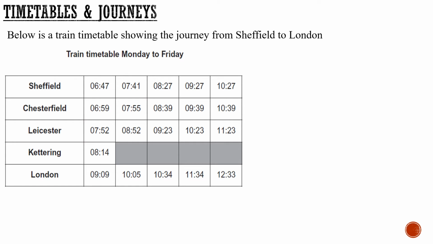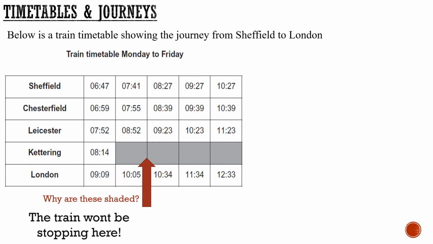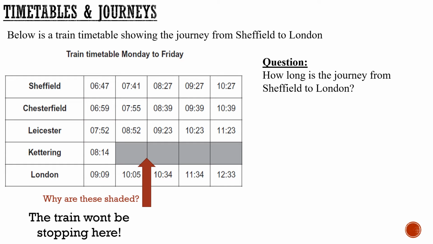Now what's important to know here is we've got some shaded parts. Why are these bits shaded? Well, what that means is that the train does not stop there. So on the second train along, it starts at 7:41 and it stops at Chesterfield, then Leicester, but then carries on going to London. It doesn't stop at Kettering. So let's have a look at a question that might be asked about this. How long is the journey from Sheffield to London?